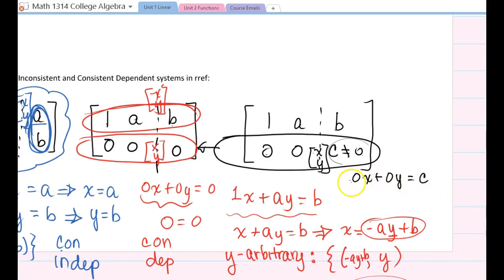So think about it, this might be adding up to 0 and c might equal 3, and that contradicts reality. 0 does not equal 3. So this one is actually an inconsistent system, and our solution set will be empty.